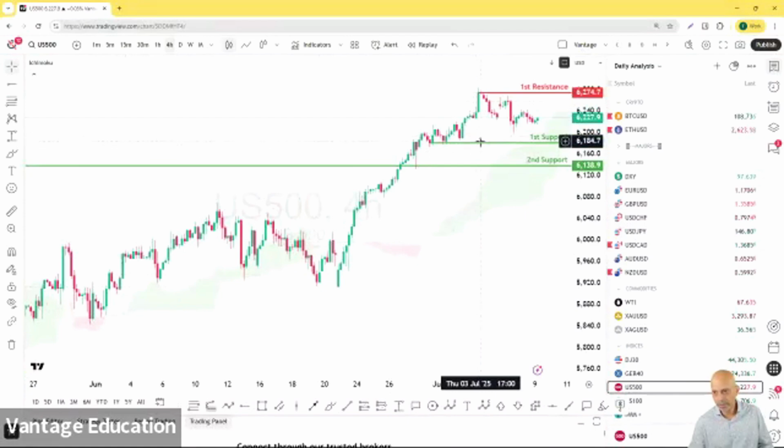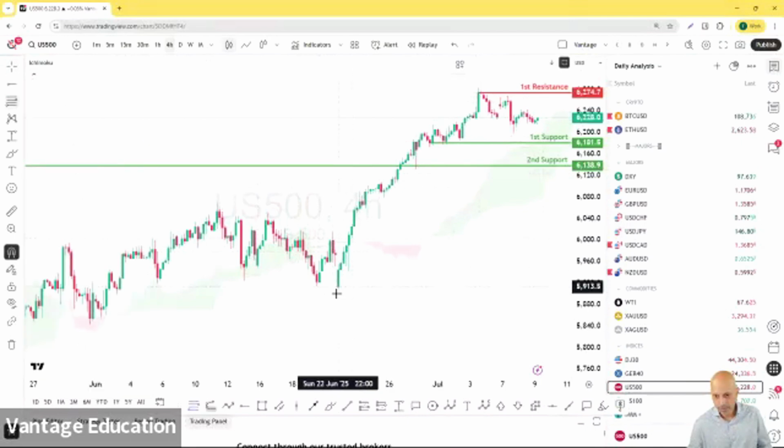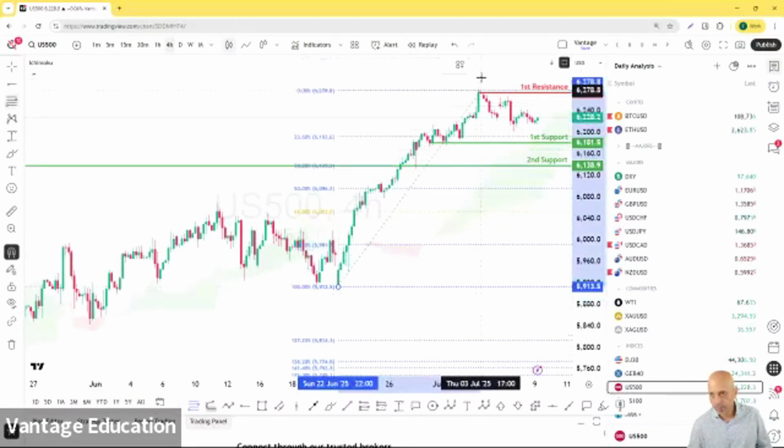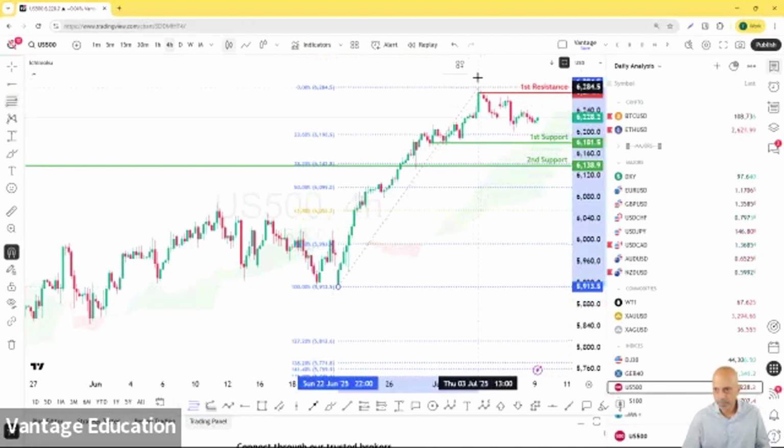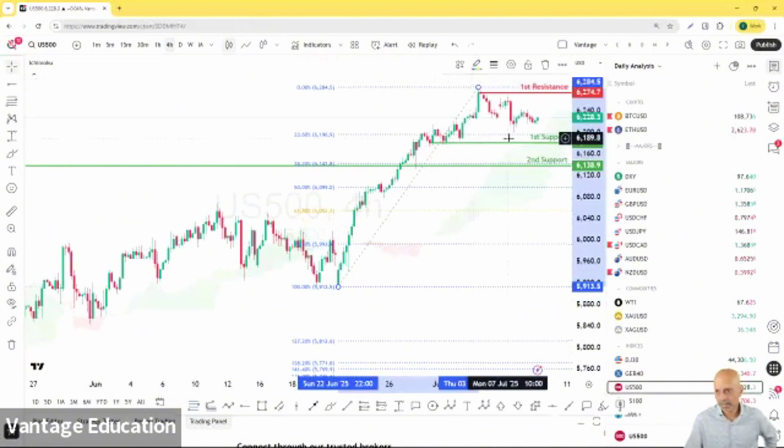And now that we've identified supports, we can run the retracement beginning from this swing low on 22nd of June, going up to last Thursday's high. Remember, this high here is the intraday all-time high for US 500. And in this case, you can see that 23.6% retracement sitting close enough to the first support, and 38% aligns very well with the second.